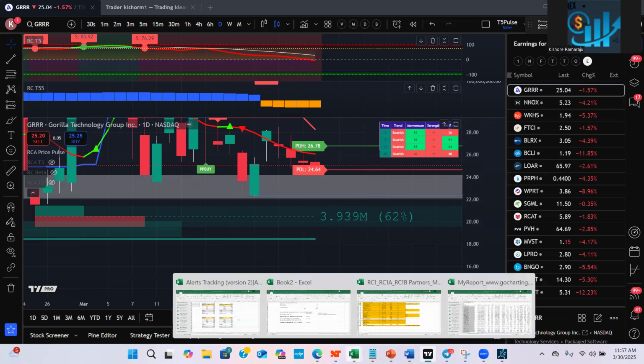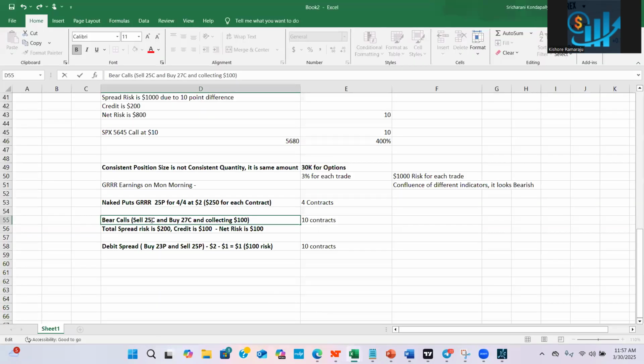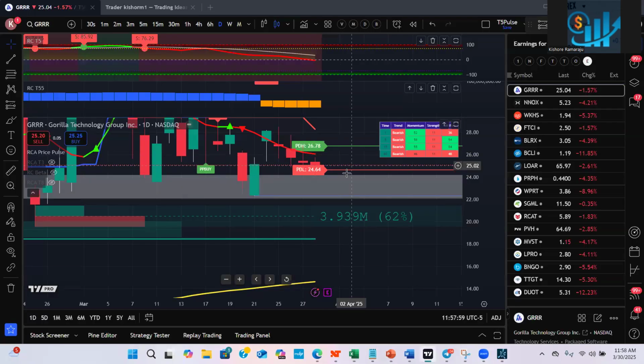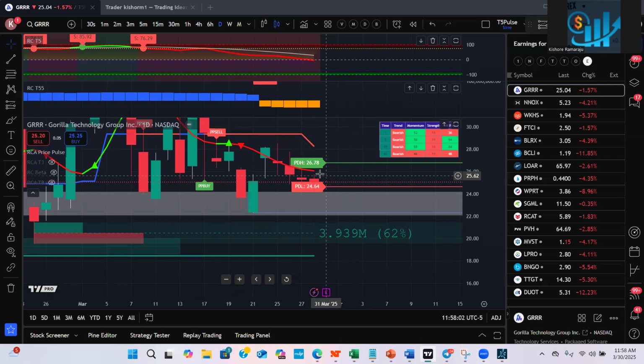So what we can do is sell the 25 call and buy the 27 call and collect around 70, let us say $75, for example. So your spread is $2. That means $200 is the risk. Credit is around $75. So that means your overall net risk is $125, right? The overall spread is $2, but you are collecting a premium of 75 by selling this because we are expecting the stock to go down. If it stays below 25, then all that money is yours, right?